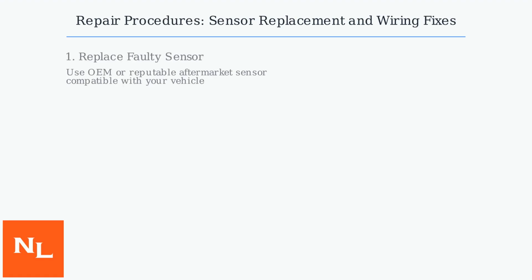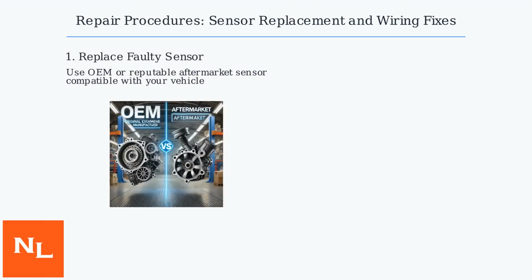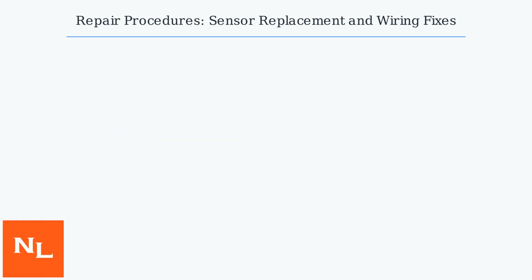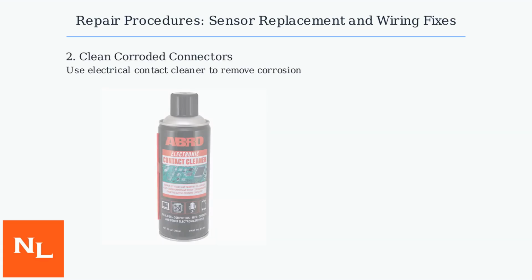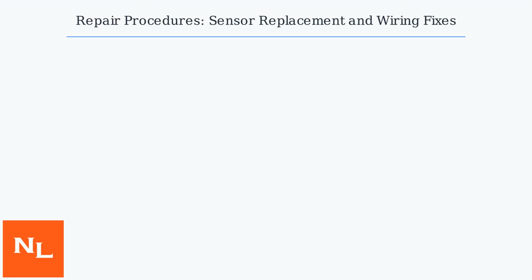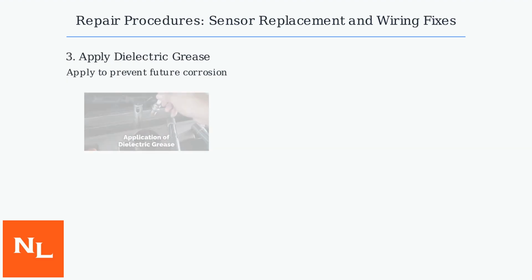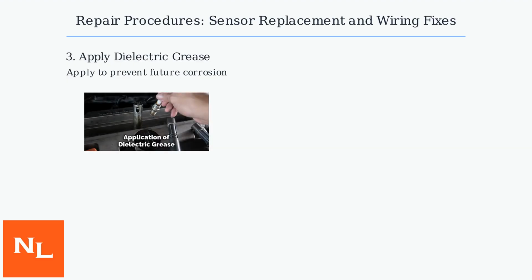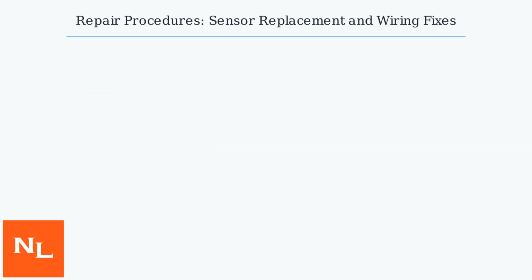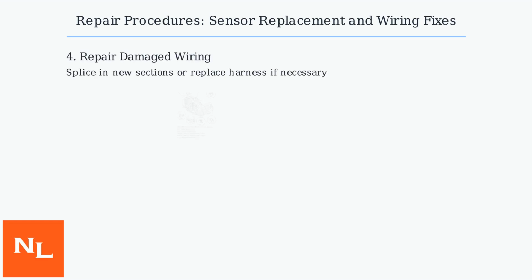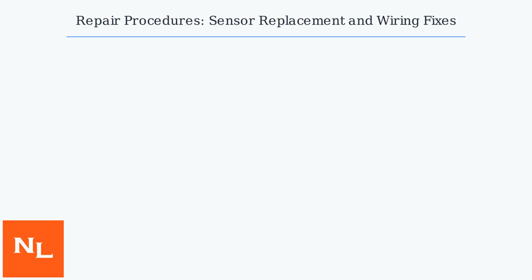If the sensor is faulty, replace it with a new OEM or reputable aftermarket sensor. Ensure the replacement sensor is compatible with your vehicle's make and model. Clean any corroded connectors with electrical contact cleaner to ensure proper electrical connections. Apply dielectric grease to the connectors to prevent future corrosion and ensure reliable connections. Repair any damaged wiring by splicing in new sections or replacing the entire harness if necessary.